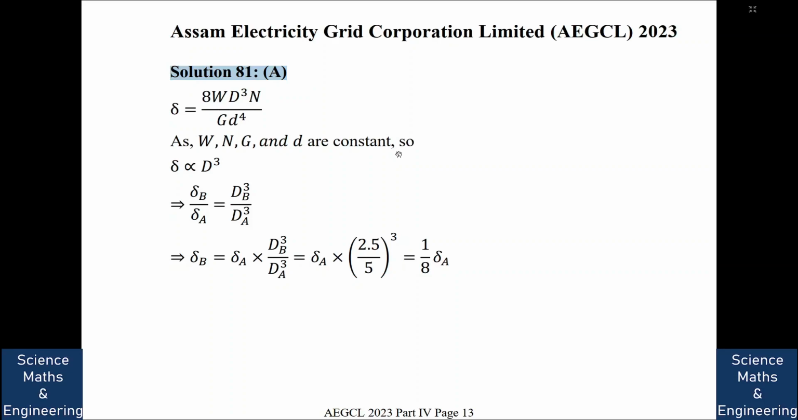So delta would be directly proportional to capital D cube, that is the mean diameter of the coil. So delta B by delta A is equal to dB cube divided by dA cube. So from here we get delta B is equal to delta A into dB cube by dA cube. Now dB is 2.5 centimeter and dA is 5 centimeter. So our delta B would be equal to 1 by 8 of delta A. So we'll go to next question.